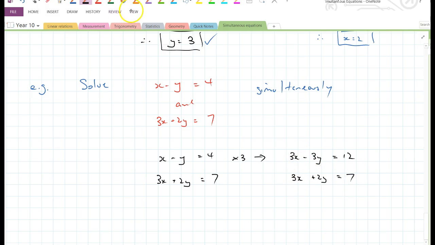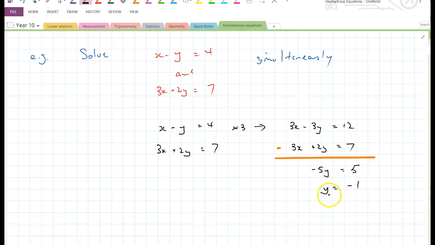I can do an elimination by subtraction in this case, because 3x minus 3x gives me 0. So I'm going to eliminate my x terms by subtraction. So 3x minus 3x gone, minus 3y minus 2y is minus 5y. Remember, we're subtracting, so it's this minus this. Minus 3y minus 2y, so it's minus 5y. 12 minus 7 is 5. So y is equal to minus 1 when we divide both sides by minus 5.